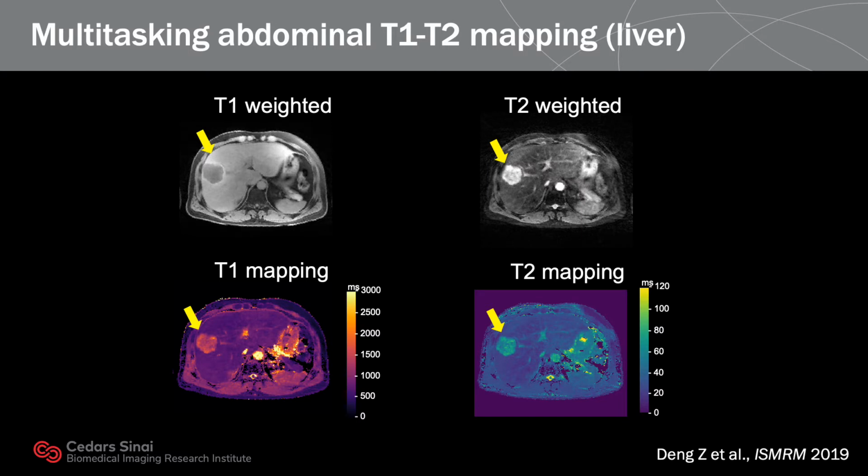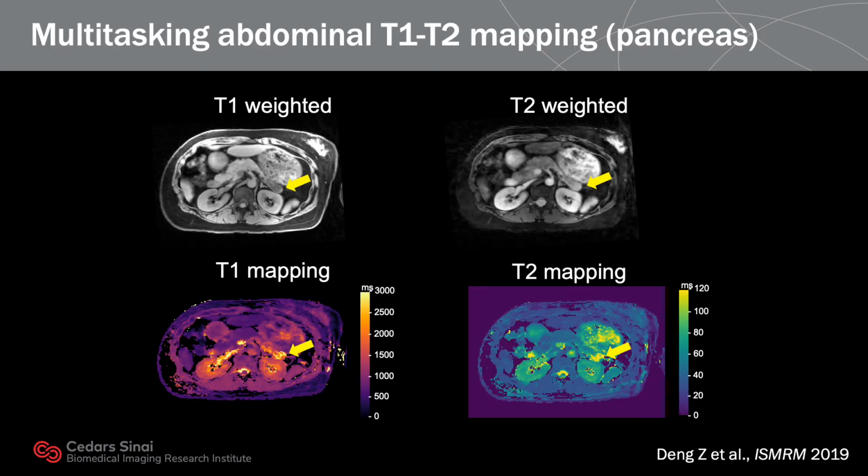In body applications, Zhaoyang has used multitasking to do free breathing 3D T1-T2 mapping of the liver. This is a patient showing high T1 and T2 values of the tumor. The same technique has been used for T1-T2 mapping of the pancreas, again showing a clear delineation of a tumor.